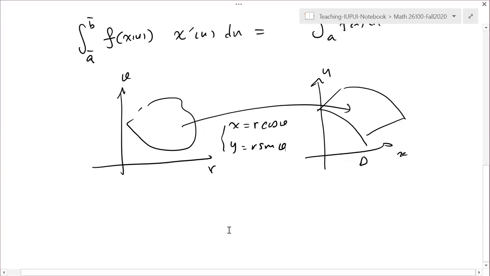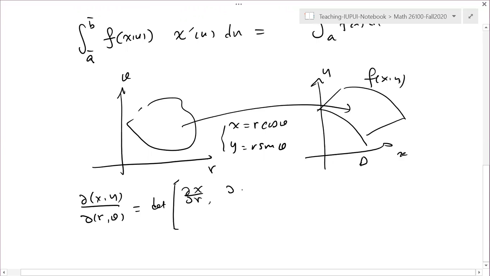Using that, here's the function f of x, y. All I need is to compute the determinant. This is the determinant of the matrix: the partial derivative of x with respect to r, partial derivative of x with respect to theta, and here with respect to r and with respect to theta.